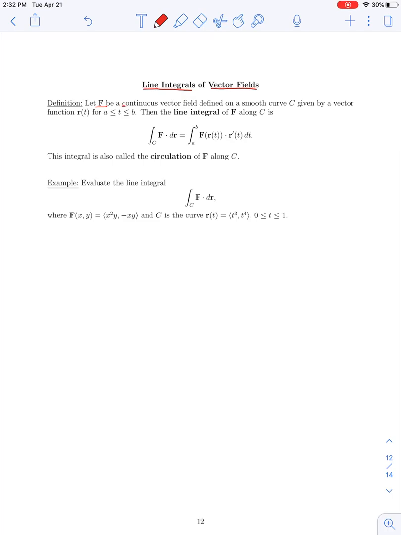If we have a function F, which represents a continuous vector field, which is defined on a smooth curve C, which has a vector function description r of t for t from a to b, then the line integral of the vector field F along the curve C is denoted in the following way. We would have an integral with the subscript C to denote the curve that we're integrating over. The vector field that we're integrating is this capital F vector function, could be in 2 or 3 dimensions, dot dr.